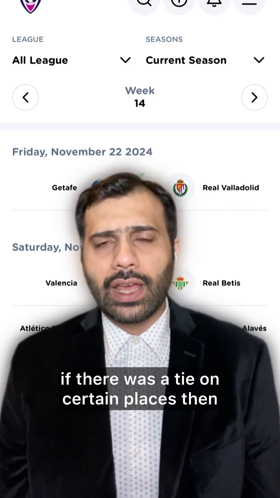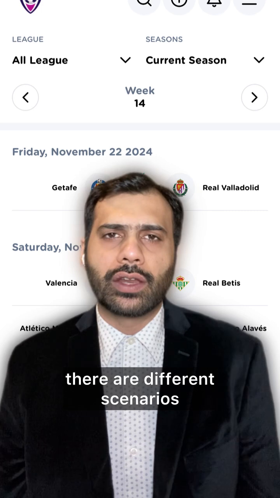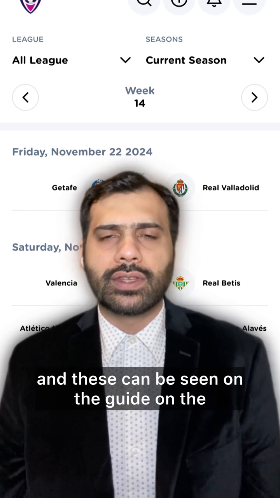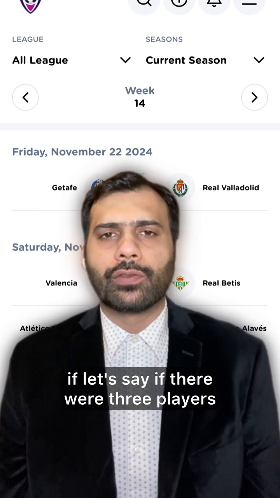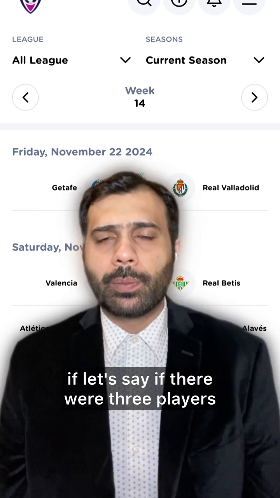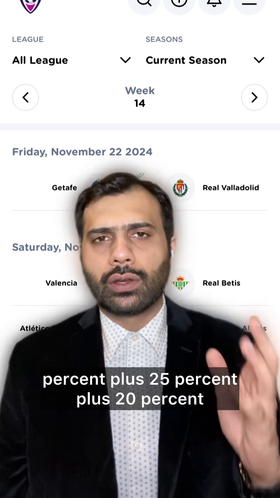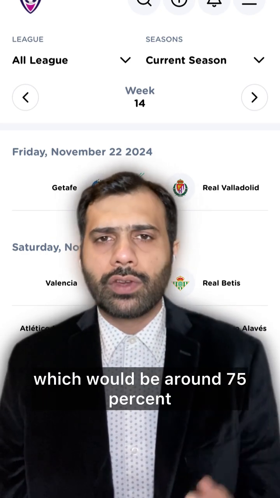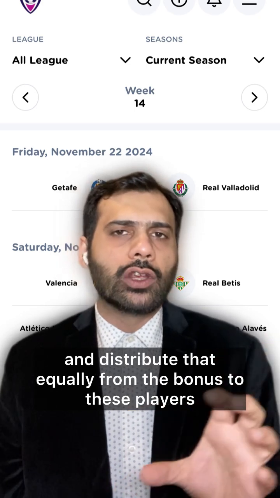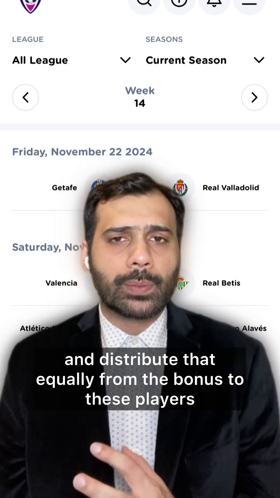Now, if there was a tie on certain places, then there are different scenarios that come into play, and these can be seen on the guide on the Football Money website. So if, let's say, there were three players tied for the first, then we would take 30% plus 25% plus 20%, which would be around 75%, and distribute that equally from the bonus to these players.